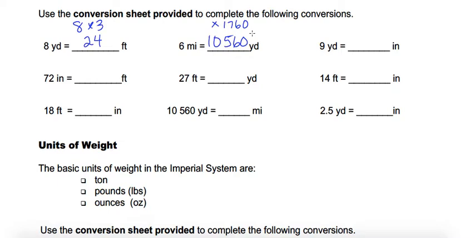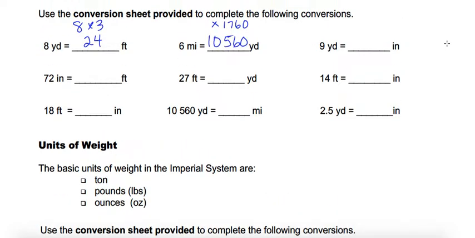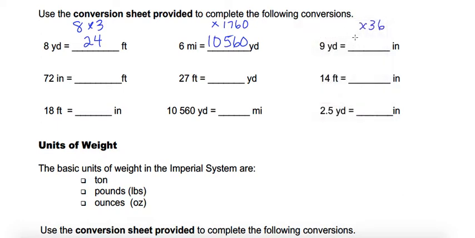The next conversion looks at going from yards to inches. Again, if I look at my conversion table, in order to convert from yards to inches, I want to multiply by 36. So 9 times 36 gives us 324. You're going to follow the same pattern to finish all of the other ones up.